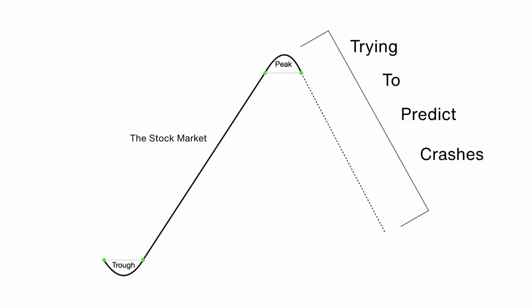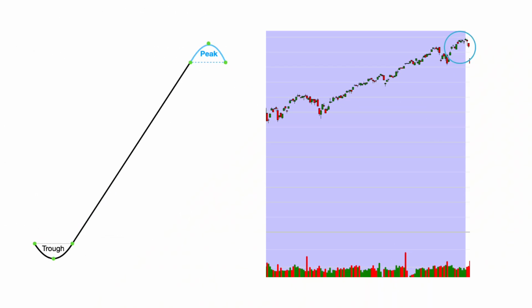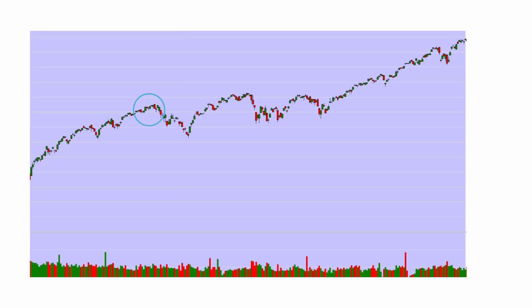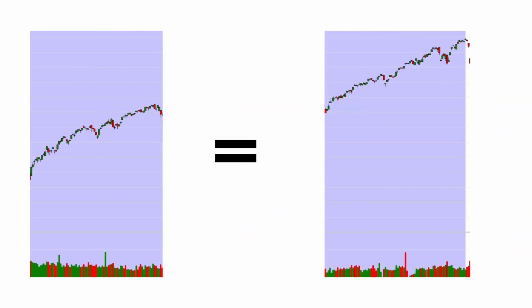Trying to predict market crashes. First, you have to predict peaks, but not all peaks are the same. Some lead to major crashes. Others are just minor pullbacks. So the question becomes, how do you tell the difference?